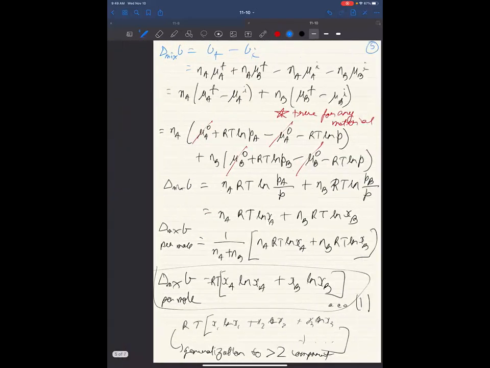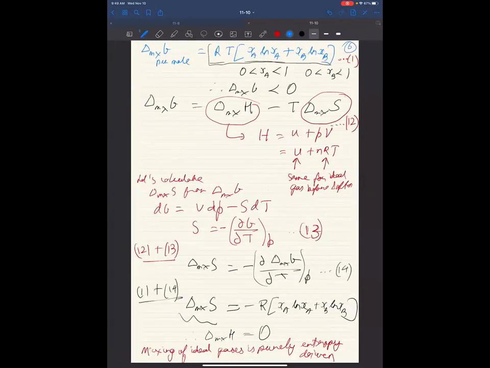Next time, we will talk about not just two ideal gases, but a gas in equilibrium with a liquid, and then start talking about the mixing for a solution.